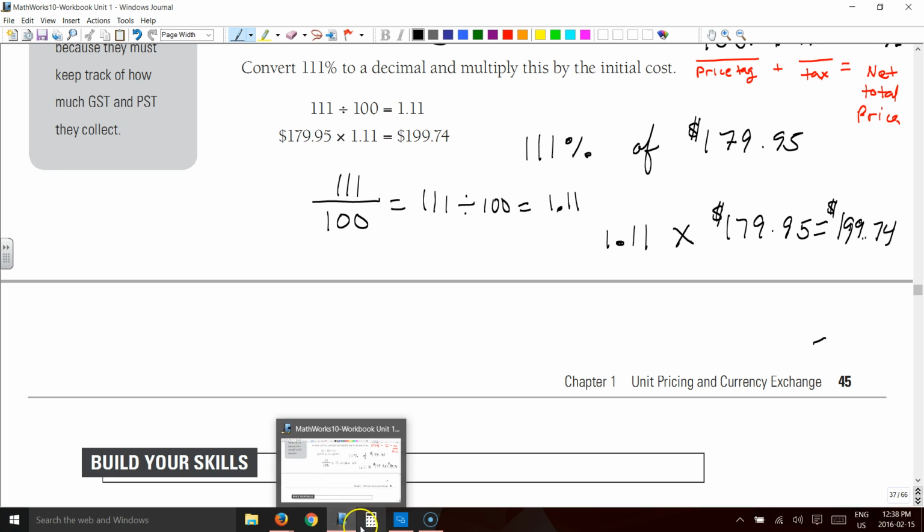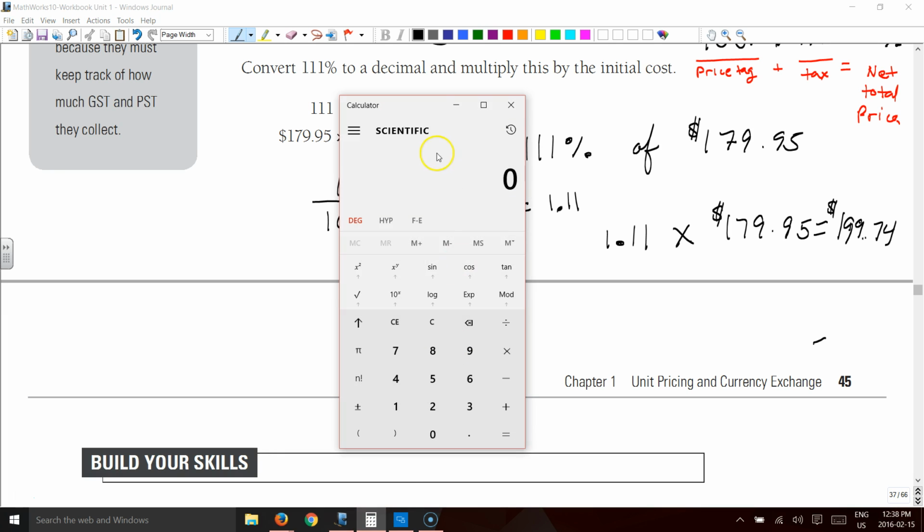All right? I'm going to do this question over again. So I pull out a calculator. I know something cost me $179.95, and I'm going to sell it. It's $179.95 on the price tag, and I know I'm going to pay my taxes of 11%. So I'm going to multiply this by 1.11. So that's the price of the goods, and 11% more. So 179.95 times 1.11 gives me 199.74. Let's do another one.